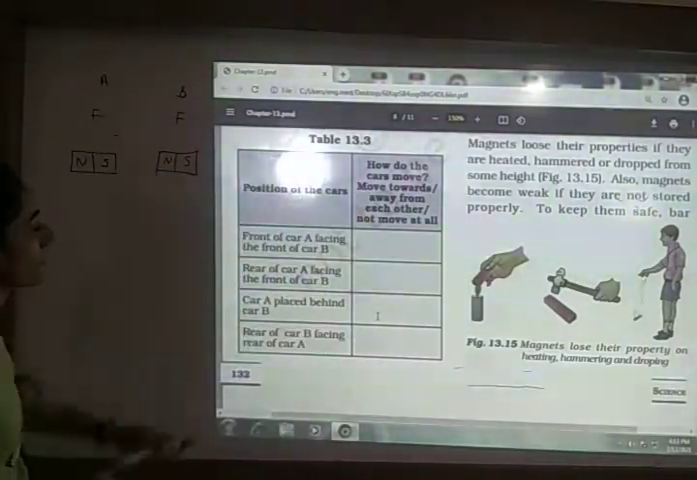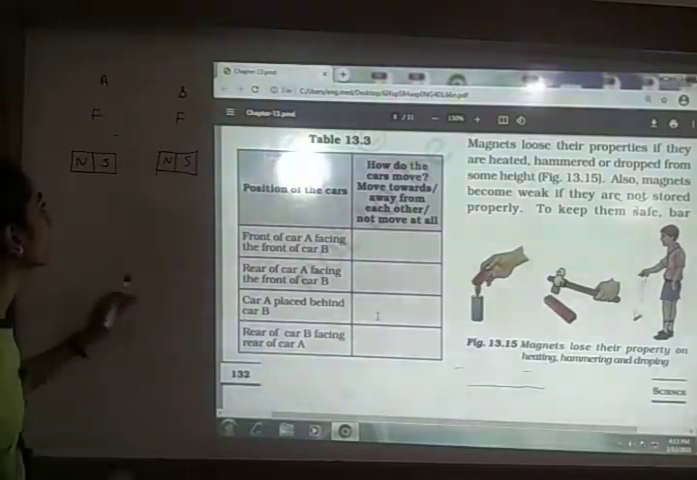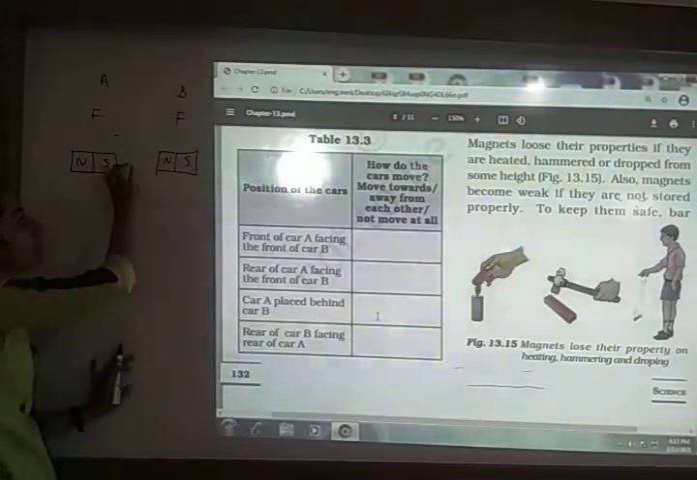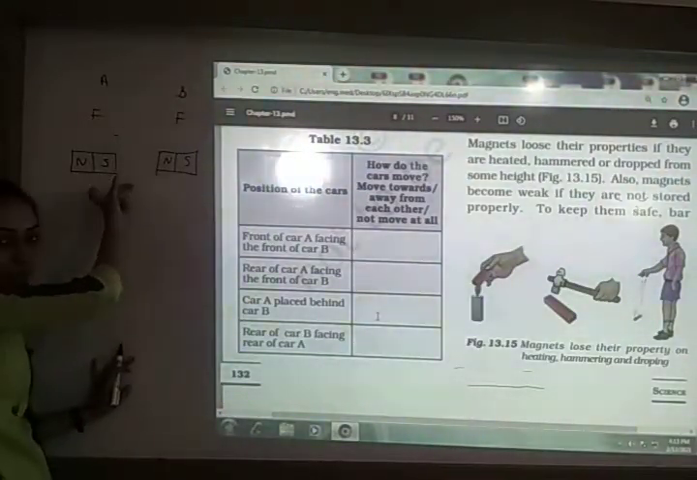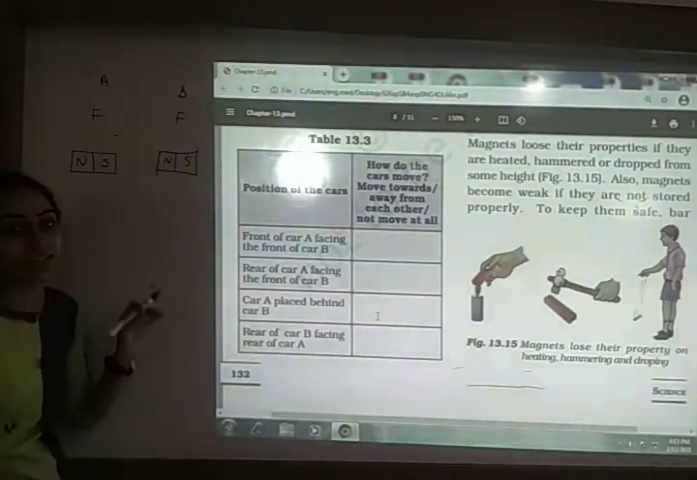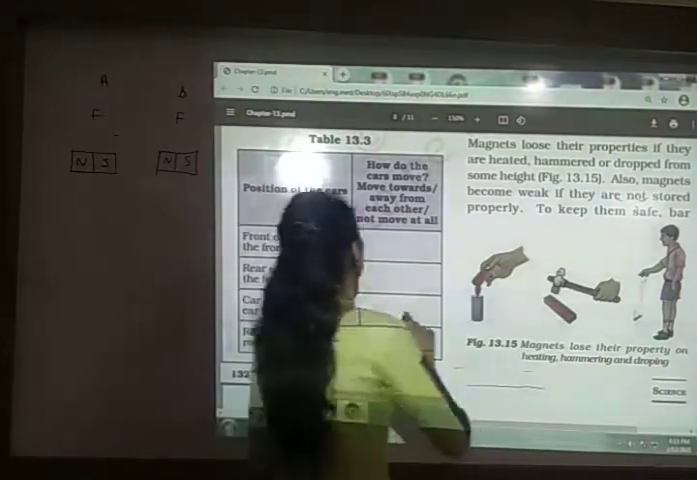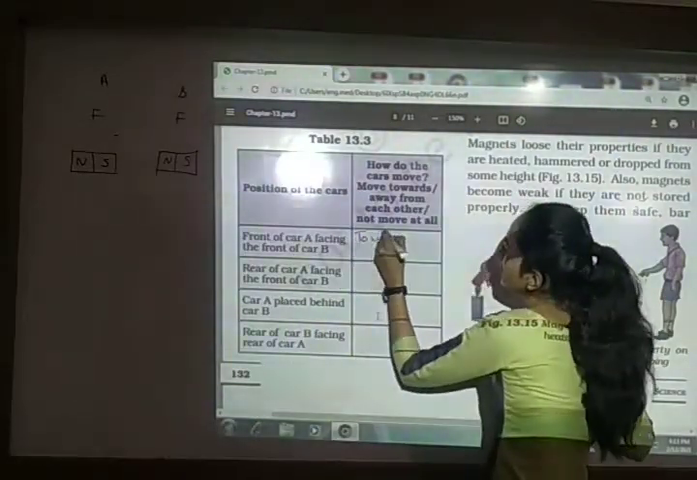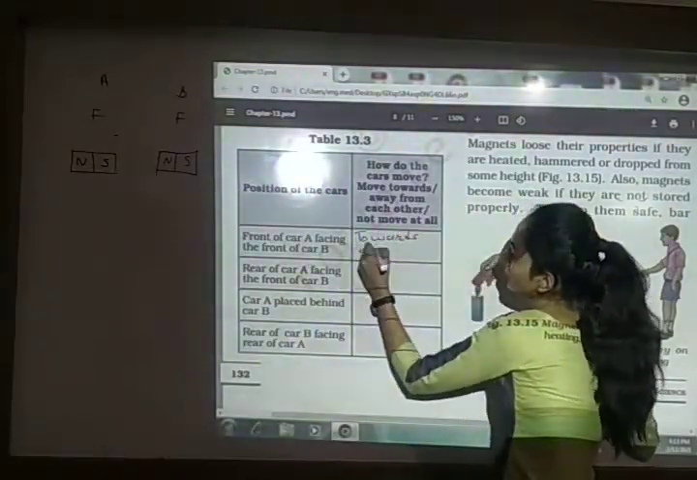Front of car A facing the front of car B, that means this situation. Here you will find that in this position they will move towards each other, because different poles are there, so they move towards each other. So here you have to write towards each other.